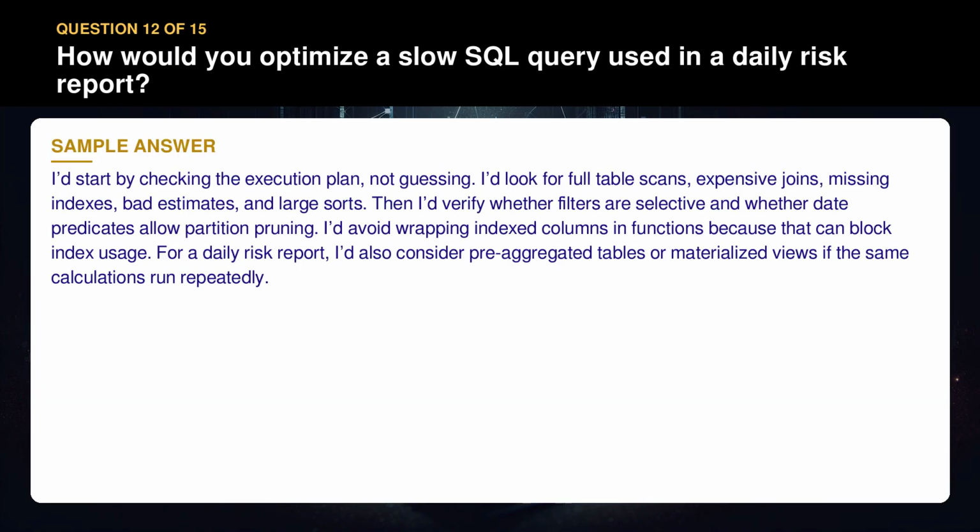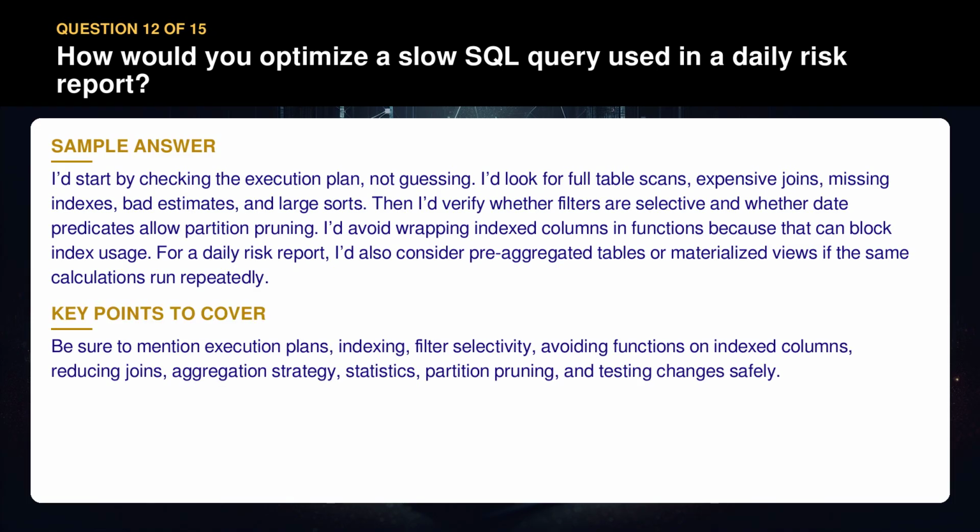I'd start by checking the execution plan, not guessing. I'd look for full table scans, expensive joins, missing indexes, bad estimates, and large sorts. Then I'd verify whether filters are selective and whether date predicates allow partition pruning. I'd avoid wrapping indexed columns in functions, because that can block index usage. For a daily risk report, I'd also consider pre-aggregated tables or materialized views if the same calculations run repeatedly.